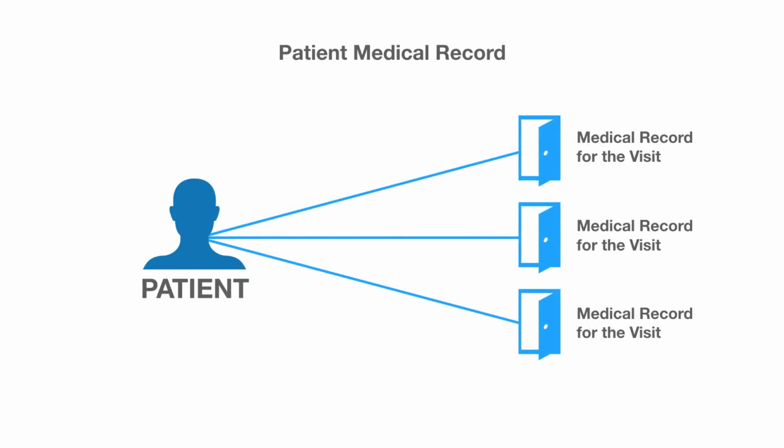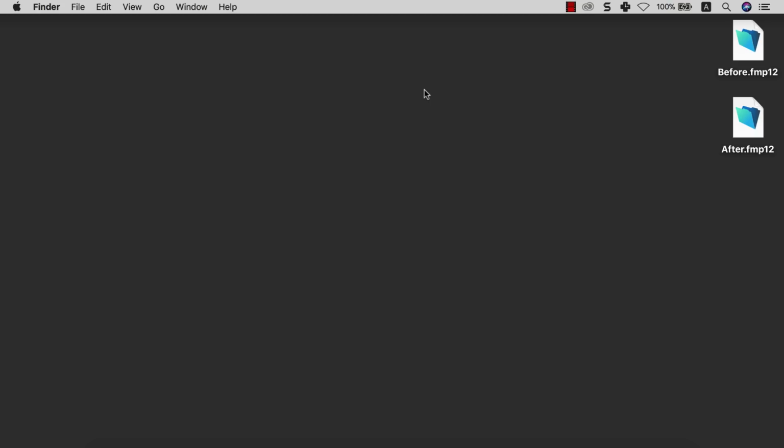And back to the topic. We're going to create something very simple. We're going to have one patient having multiple medical records for the visit. That's all there is. And we're going to create that in the layout that I showed you at the beginning of this tutorial. And we're back to the desktop.